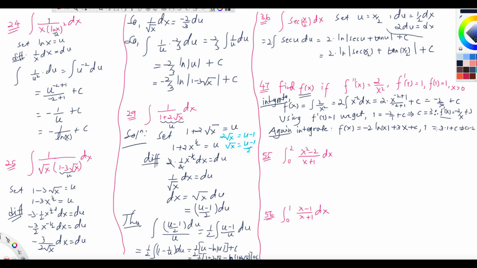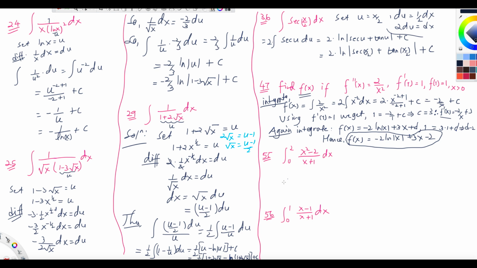Why? Because you subtract 3 on both sides, right? So c is negative 2. This is different from that c, okay? If you want to, you can write d instead of c and find that d. So d is negative 2, and now plug back in. Therefore, f of x equals negative 2 natural log of absolute value of x plus 3x minus 2. That is the final answer.